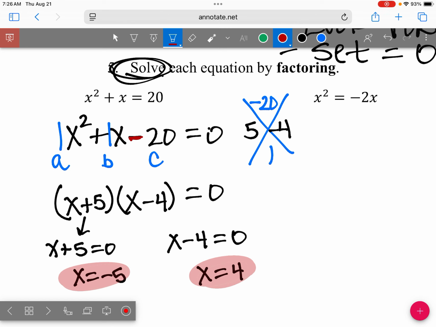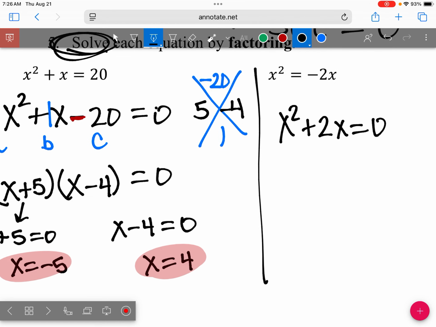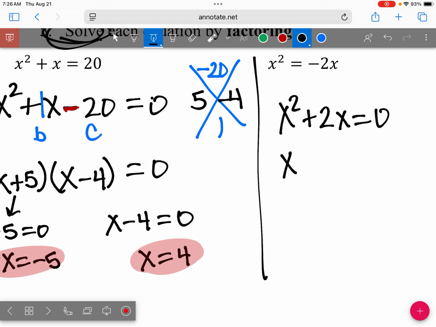So set it equal to 0, look for a GCF. For the second one over here, do you see how this is negative? It says minus 2x. So when I bring it over, it's going to become a what? A positive 2x. So this is going to be x squared plus 2x equals 0. Look for a GCF. The GCF is x. So I have x plus 2 left. When I take out a GCF, that just means I divided these by x.